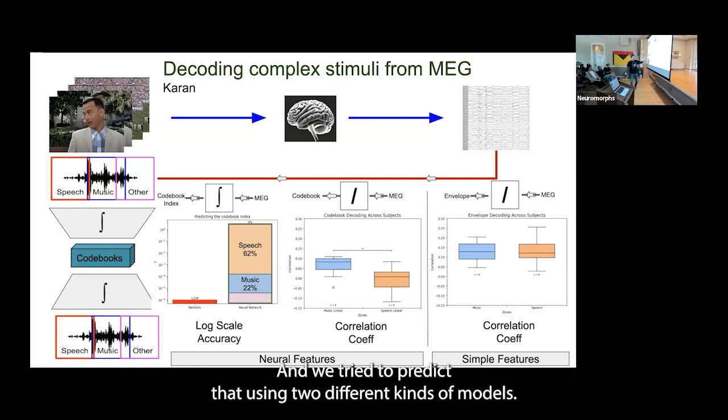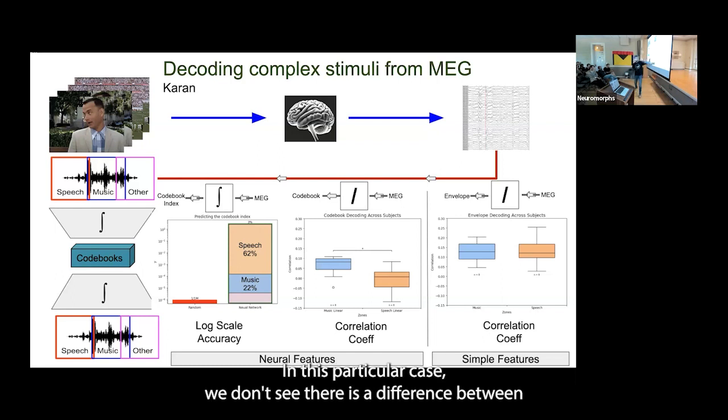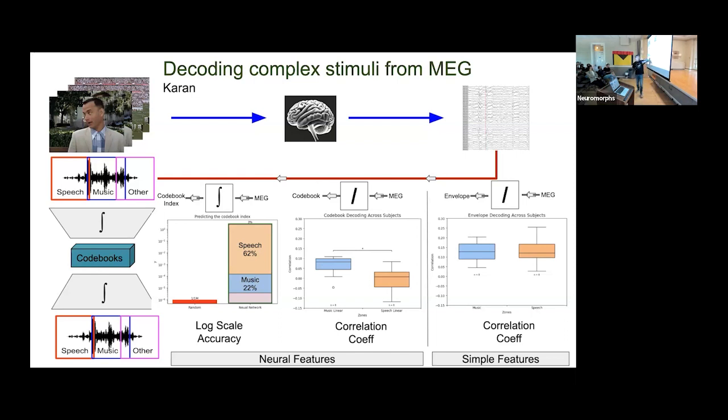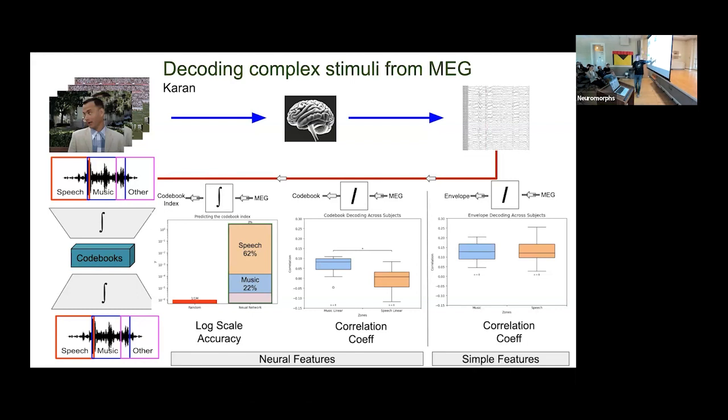And we try to predict it using 2 different kinds of models. One was the linear model and the other was a neural network model. In this particular case, we do see there is a difference between the music and the speech in the linear model that it predicts. So it could either question the choice of the model that we have in terms of the representation it learns for speech versus music, or it could be related to the limitations of the linear modeling as well.